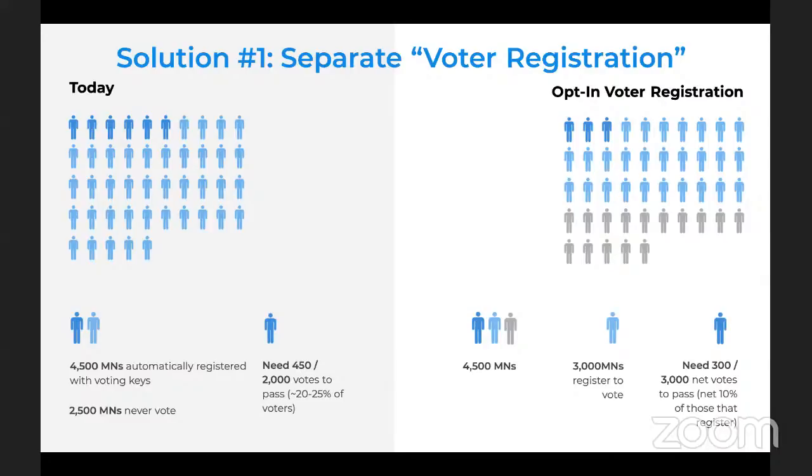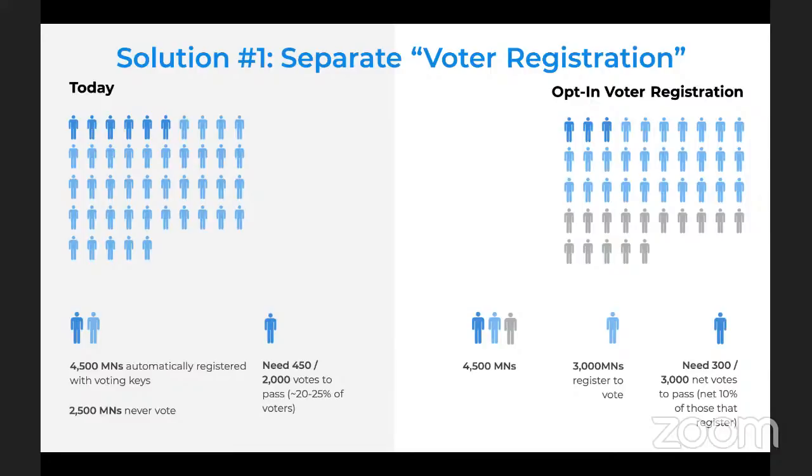On the right-hand side is an alternative. This is either an opt-in or opt-out voter registration process. This could come in various forms. It could be that you could register a masternode without including a voting key in order to signal that you don't intend to participate and you don't want to count towards the denominator and thus hold the network back from passing proposals. It's just that you don't want to participate in that portion of the benefits of operating a masternode.